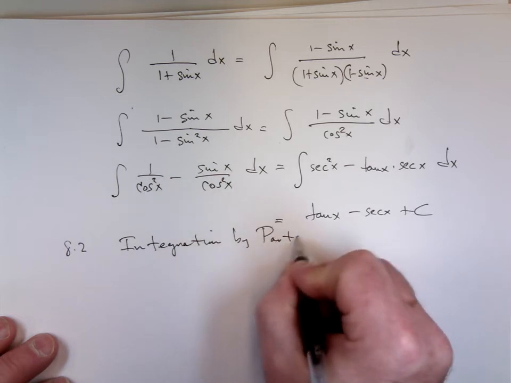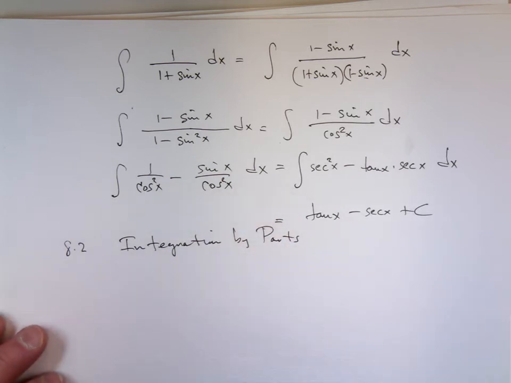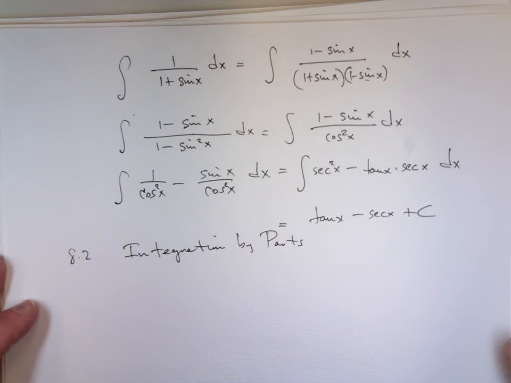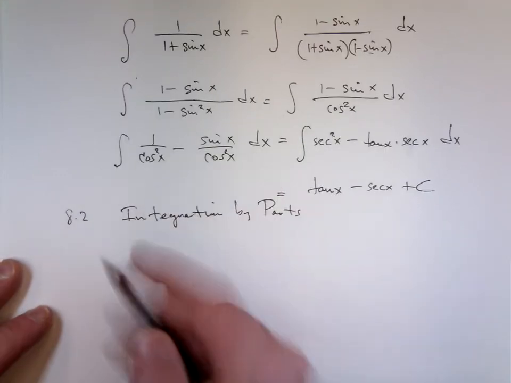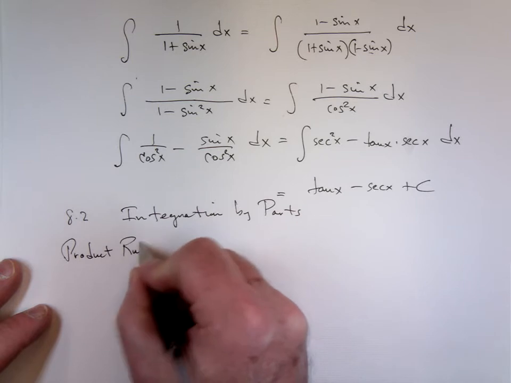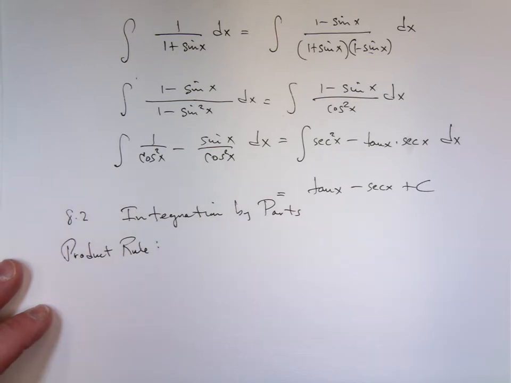And to do integration by parts, let's go back to the derivative of a product, the product rule. The product rule and derivatives. So pretty much what we're doing is going back to the first chapter, going into more detail, and just breaking it into pieces.